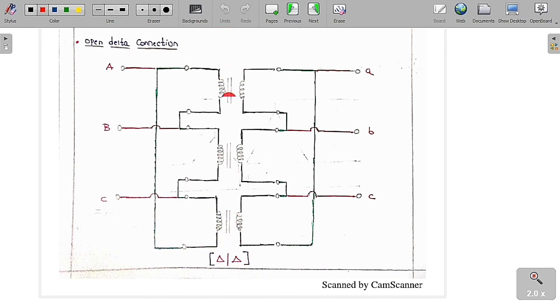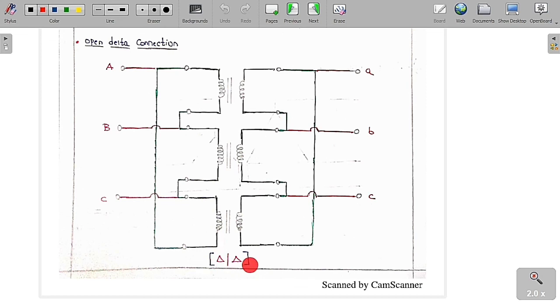So these are the 3 single phase transformers. We are going to connect the input in delta and the output also in delta. So you can see clearly like this we are going to connect, and then we are going to supply to these common terminals. Here also we are going to connect in this manner, and we are going to take supply from these terminals.